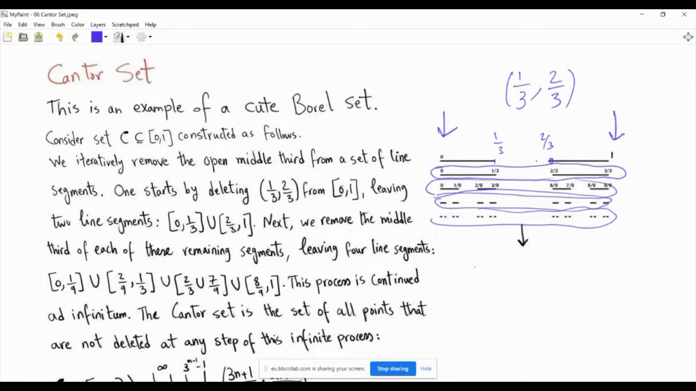And this is the remaining points. The remaining points are basically the Cantor set, the so-called Cantor set. So this is how the Cantor set is constructed.